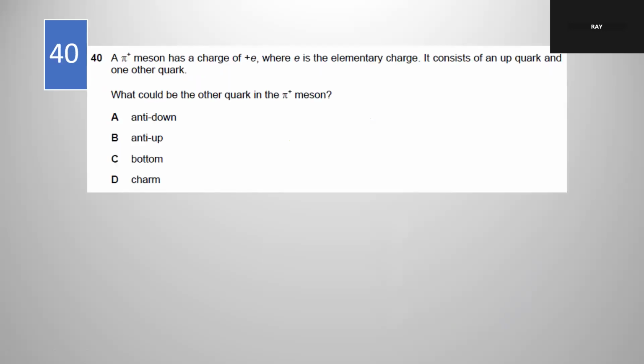A pi positive meson has a charge of plus e, where e is the elementary charge. It consists of an up quark and one other quark. What would be the other quark in the positive meson?